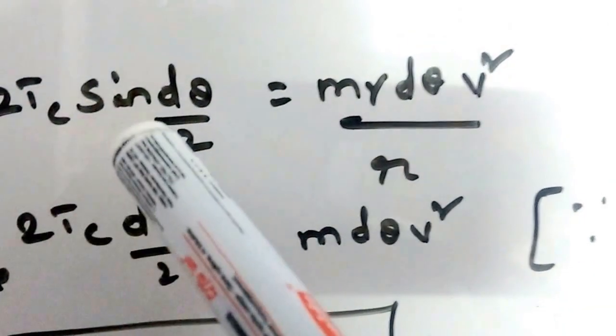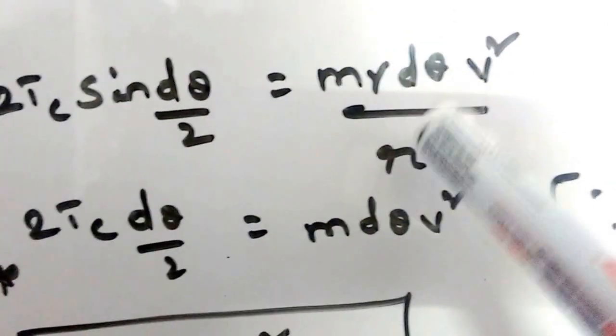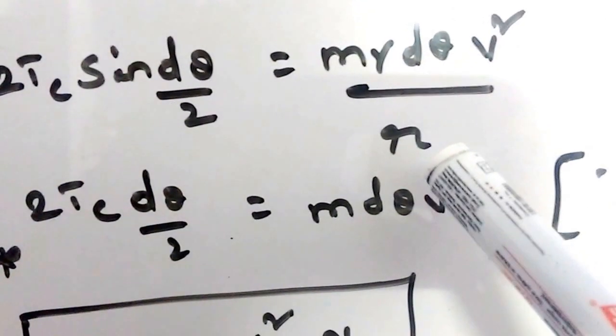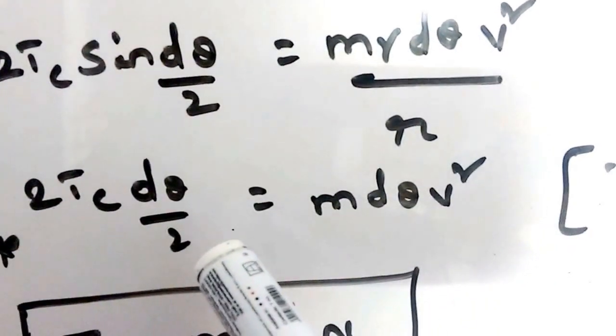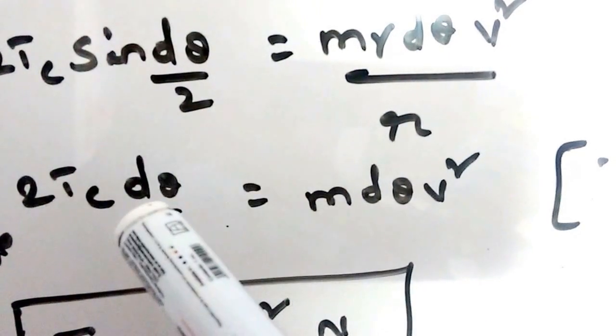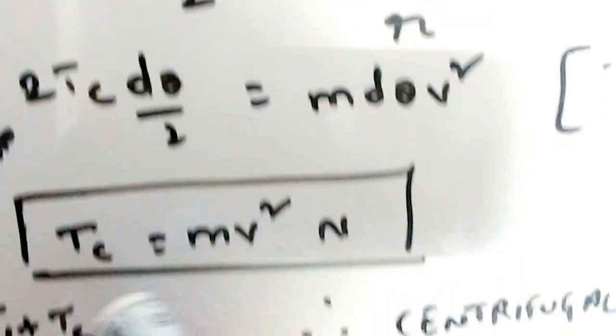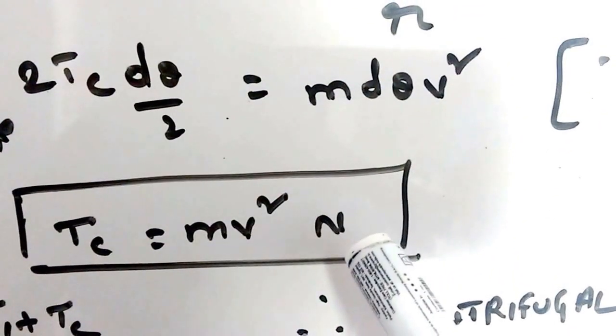Now 2 Tc into sine d theta by 2 is equal to m r d theta v square by r. As sine d theta by 2 is very small, you can write it as d theta by 2. Now cancel d theta on both sides, and you will get Tc is equal to m v square newtons.